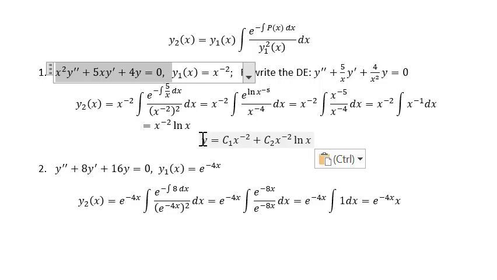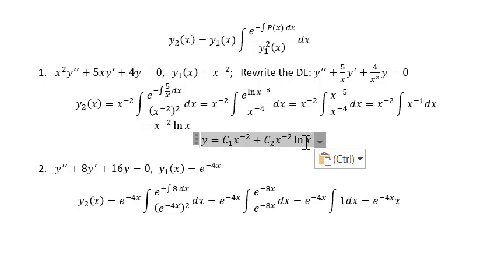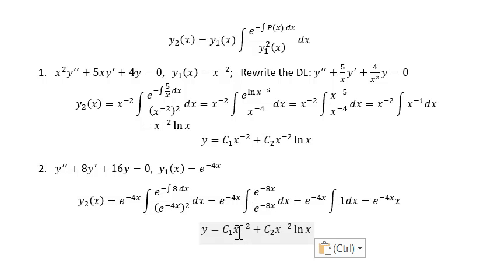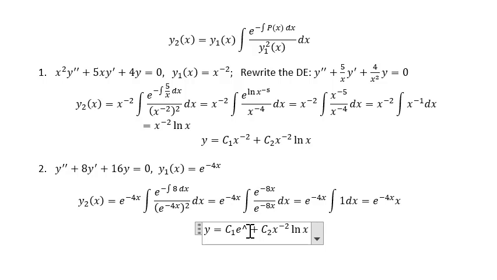Now our second differential equation has a solution that's kind of similar to this. So I'm just going to copy and paste this and change our function. Our y1 has changed to e to the minus 4x, and then our y2 is going to be e to the minus 4x times x.